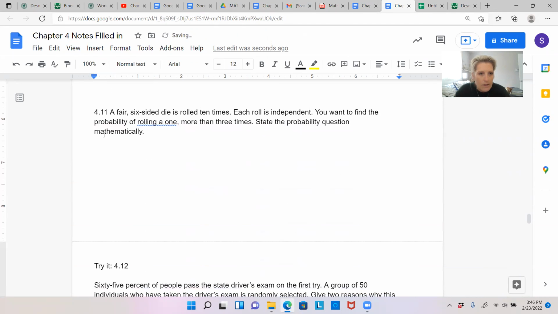Okay, let's look at 4.11. So 4.11 says, we have a fair six-sided die.